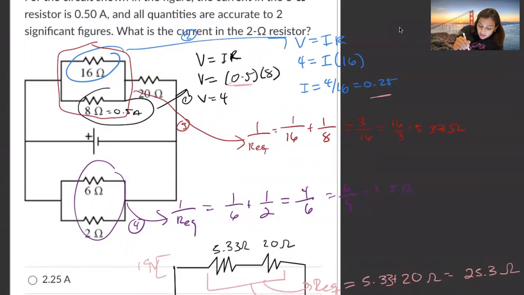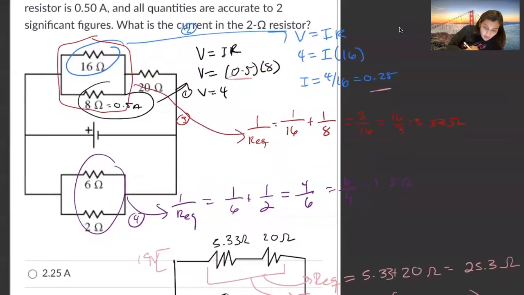Then parallel resistors can collapse and form one resistor. And this we can do by using the R equivalent, right? The resistor equivalent. And that's going to be 1/16 in a parallel circuit. It's going to be 1/16 plus 1/8, which is 3/16. So your R equivalent is going to be the inverse of that, 16/3, which is 5.33 ohms.